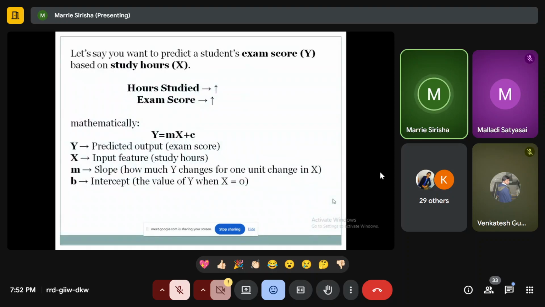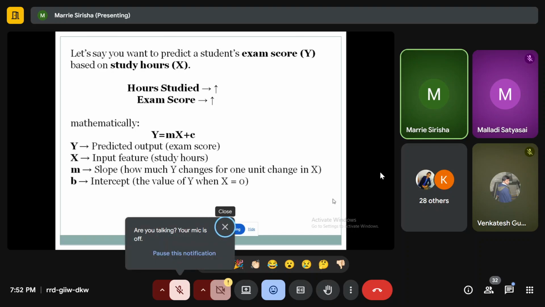Say for example, I have taken a student exam score. ఒక స్టూడెంట్ ఎగ్జామ్ స్కోర్ అనేది మనకి ఎట్లా తెలుస్తుంది? బేస్డ్ ఆన్ వాట్ ఫ్యాక్టర్స్? Number of hours he studied. ఎస్, స్టూడెంట్ ఎన్ని అవర్స్ చదివితే ఎగ్జామ్ స్కోర్ అంత ఎక్కువ ఉంటుంది. More the number of hours he studied, more the exam score will be. If the number of hours he studied is less, obviously his score is going to be less. So that is the example I have taken here.